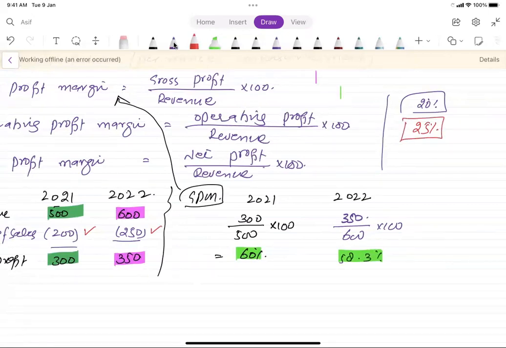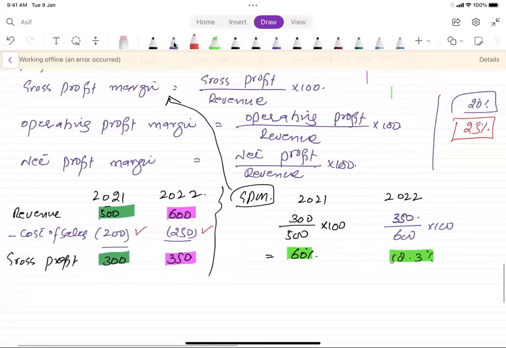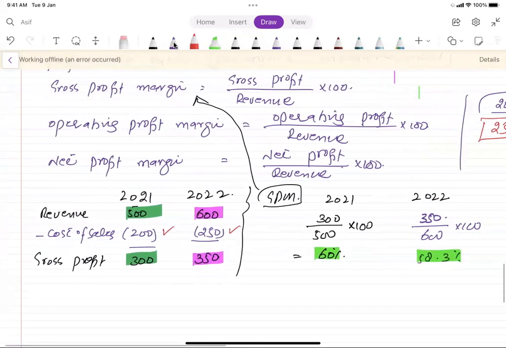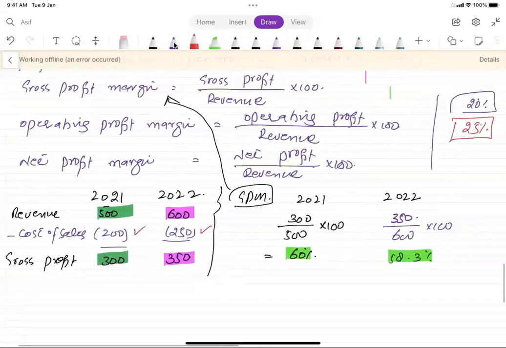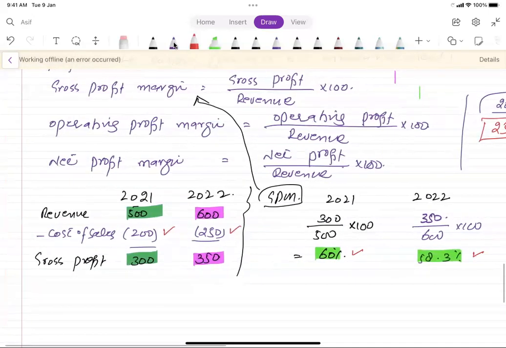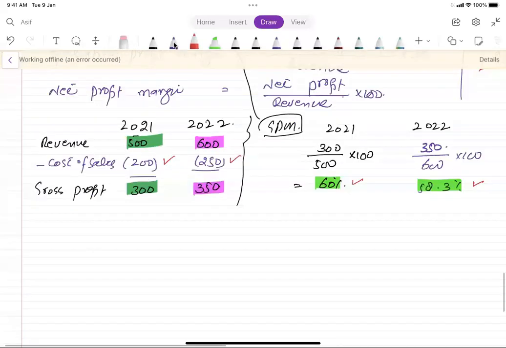Yes, so we increased sales by 20%, but the expenses for those sales increased by 25%. It means our sales are increasing, yes, but our expenses to make those goods that we are selling are increasing more than the increase in sales. As a result of that, our gross profit margin has decreased. This is the way we business students, we analysts, think.